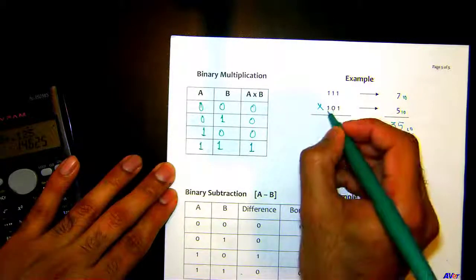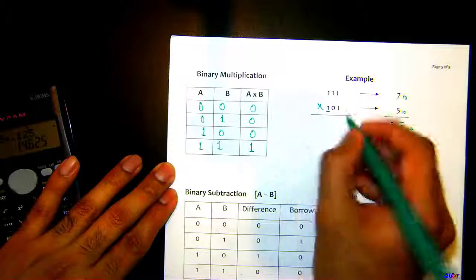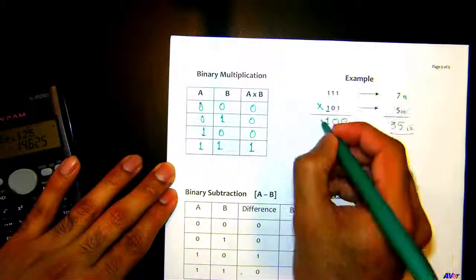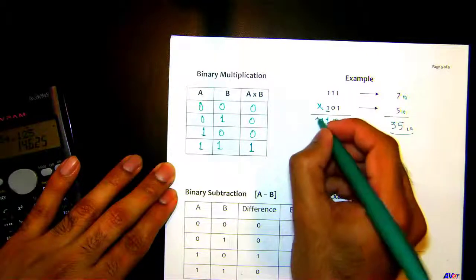Okay, I'll start with this right here, and because of its position, I'm going to have to add 2 zeros. 1 times 1 is 1. 1 times 1 is 1. 1 times 1 is 1.